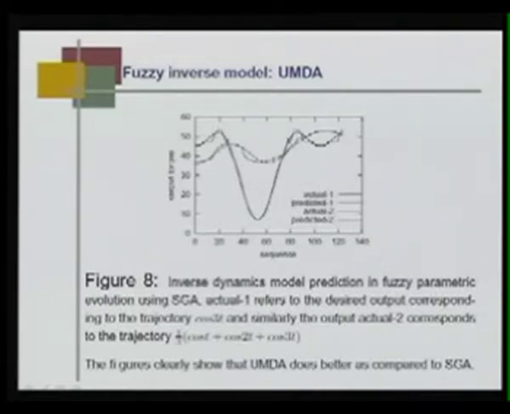Okay. So, for this, the first trajectory is cos 3t, and the second trajectory is the summation of three different trajectories. The figures clearly show that the univariate marginal distribution algorithm does better as compared to the simple genetic algorithm. It is not a blanket statement, because we are only considering the simple genetic algorithm, but there are also very advanced genetic algorithms which may do better than UMDA.